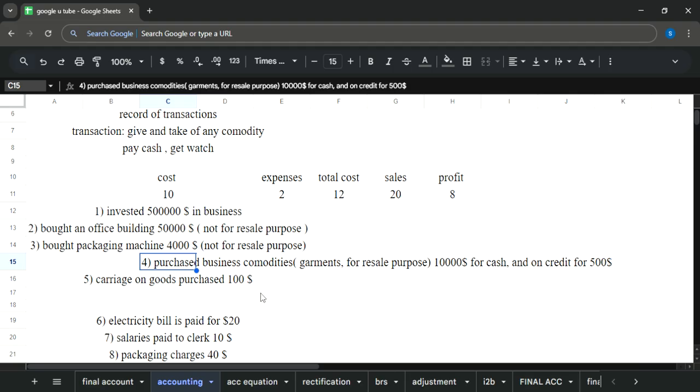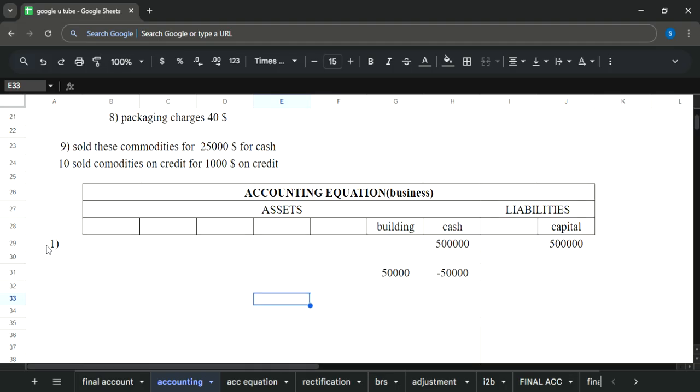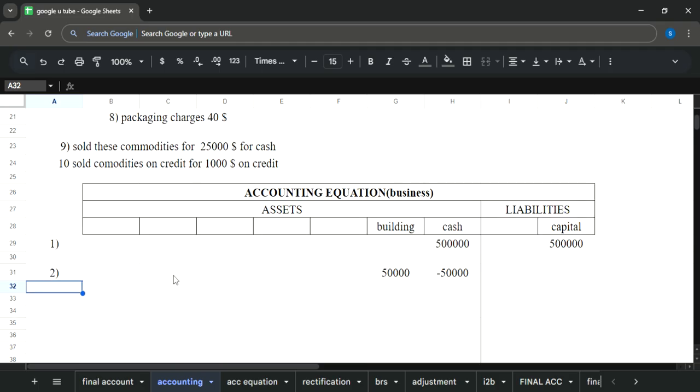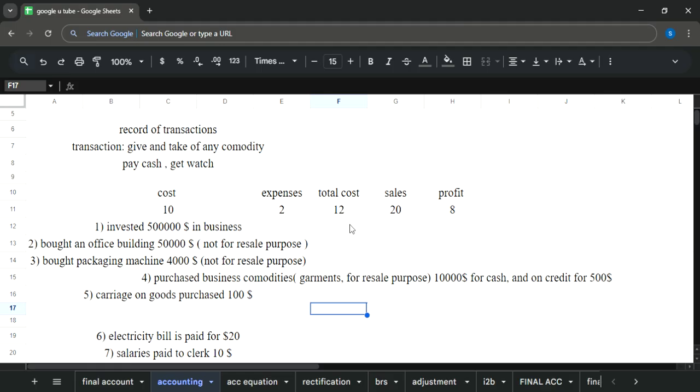Alright guys, now let's see how many transactions we have made. Here you can put your second entry, and now we will see our third entry. Bought packaging machine. Just like the building, we have bought the machine for business. What is happening? A new favorable thing, that means a machine is coming in the business. And now let's see how much the amount of this packaging machine is.